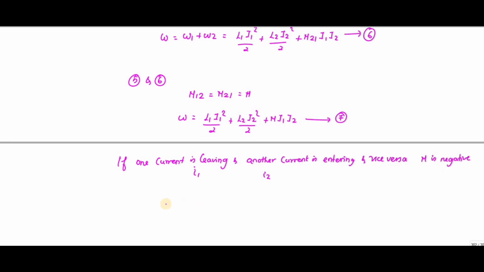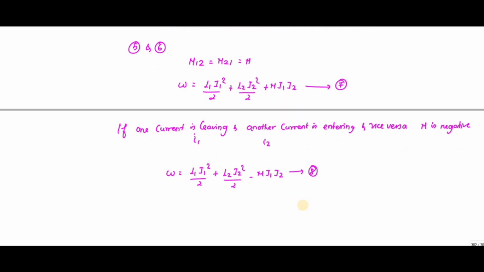So if that is the case, I can write omega is equal to L1 I1 square divided by 2 plus L2 I2 square divided by 2 minus M I1 I2. So both the equations are the same. I can write omega is equal to L1 I1 square by 2 plus L2 I2 square by 2 plus or minus M I1 I2.